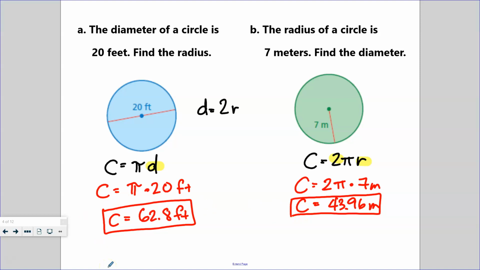All right. Again, different formula. One's given the diameter, one is given the radius. That's why we use the different formulas, right? You can always use this one right here, pi times diameter. Just know that if it gives you diameter, we know that the radius is 10 feet, right? Half of the diameter.